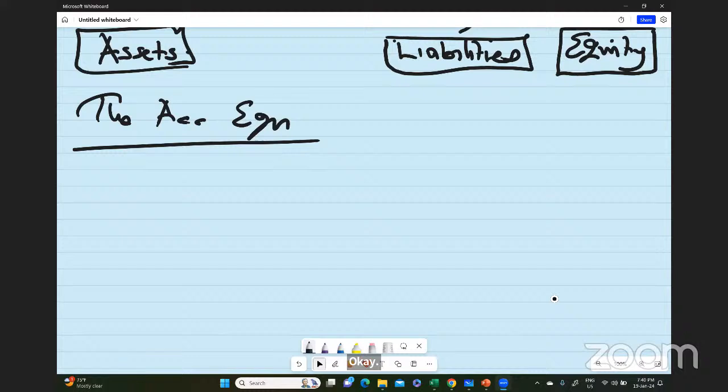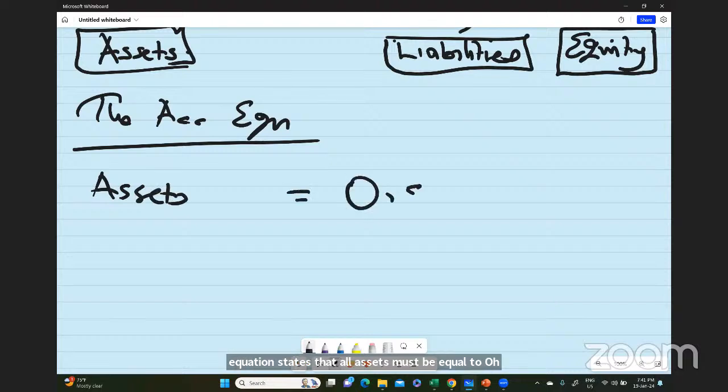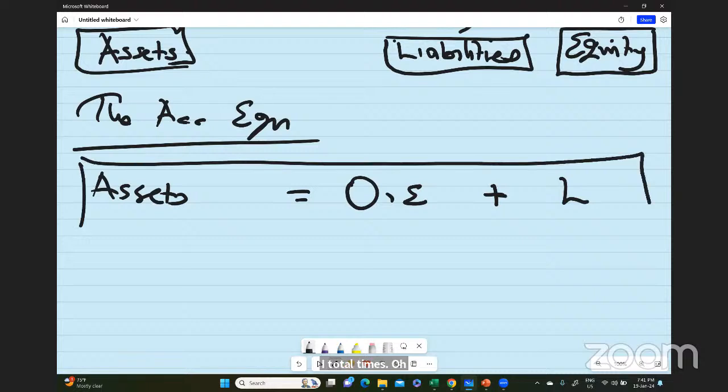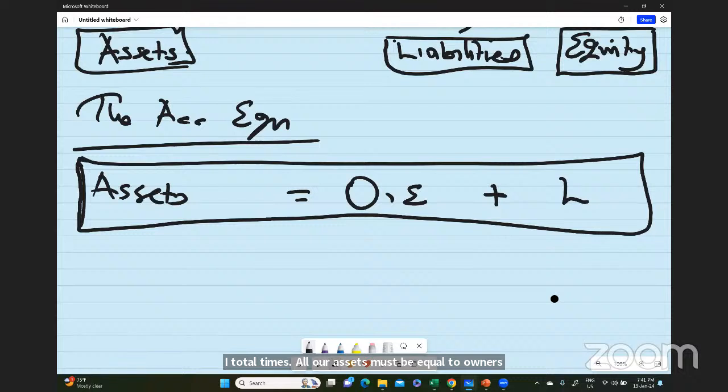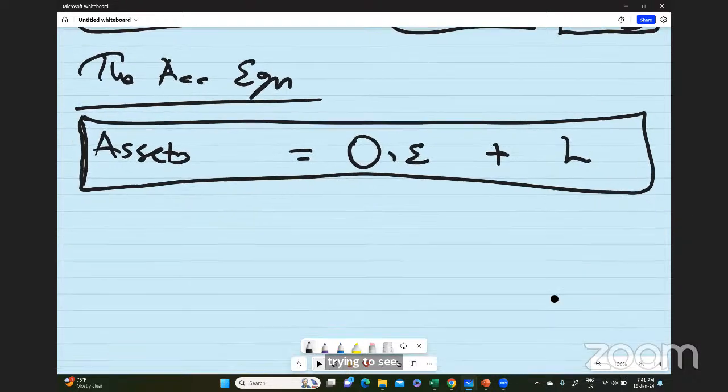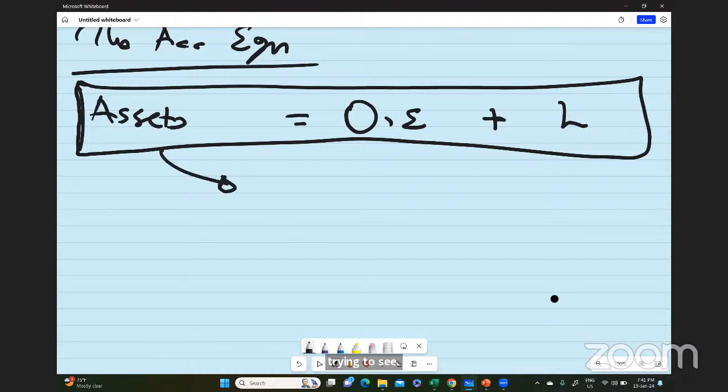So what we call the accounting equation states that all assets must be equal to owner's equity plus liabilities at all times. All our assets must be equal to owner's equity plus liabilities. That's what we are trying to say. And this gives back to what we call the double entry system of accounting.